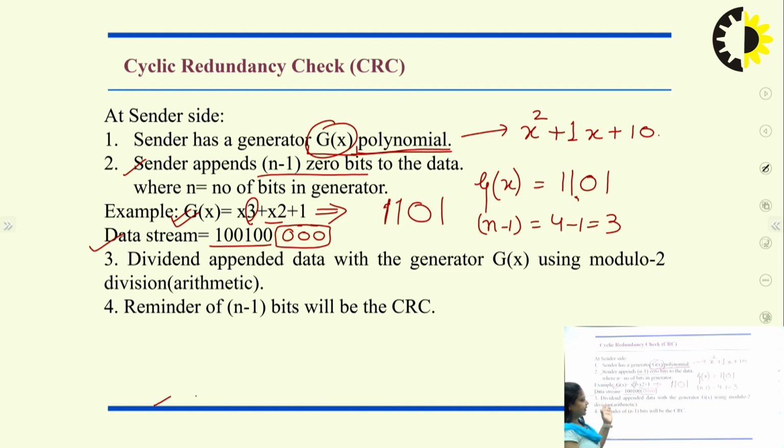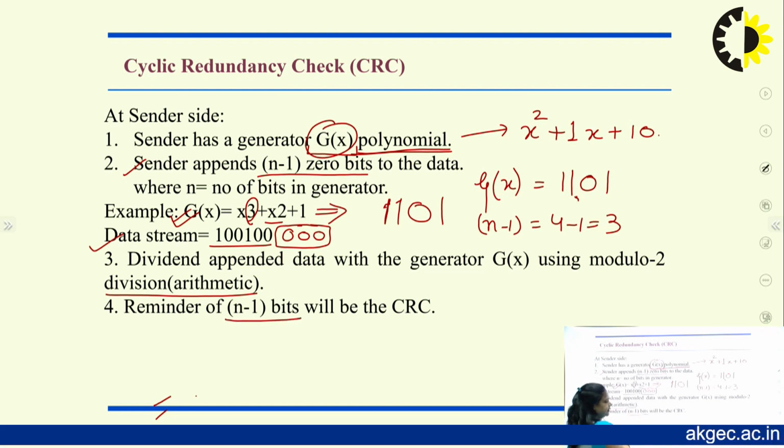The divided appended data means we have to include the data word as well as the extra bits. With the generator function, we have to use the modular 2 division arithmetic method. Then whatever remainder is generated, the remainder can be of n minus 1 bits, that will be the CRC, which can be included into the data and sent towards the receiver side. Fine. So let's see the example on the sender side first.